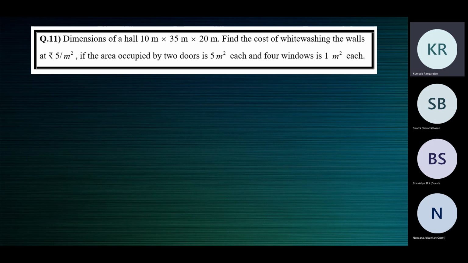So we know that the doors and windows occupy the space on the walls. Where are the doors and windows? It's a part of the walls.